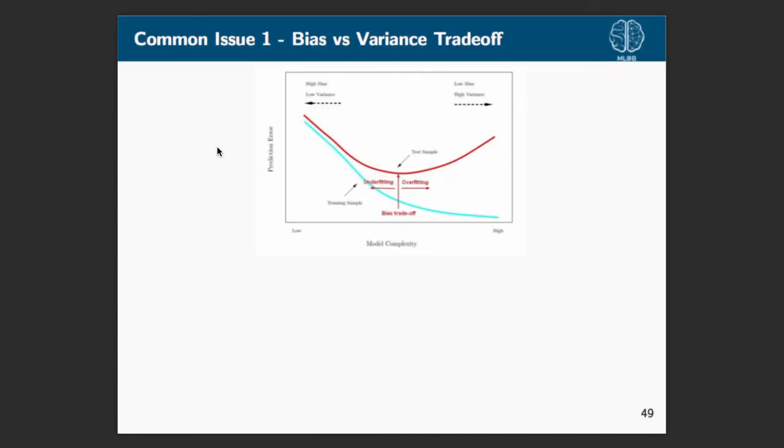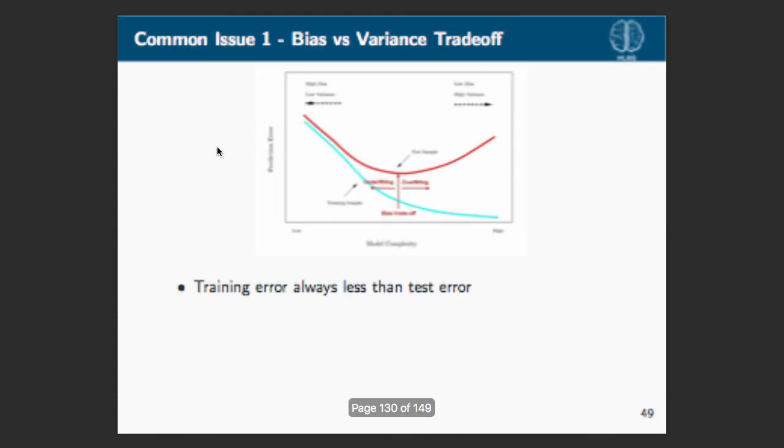Okay, so here is a model of our error over model complexity. On the x-axis is model complexity. So here to the right, my model is getting more complex. And this is prediction error. This green line here is training error, and this red line is test error. The key thing to note here is that training error is always less than your test error, because your model will always do better on data it has seen than data it hasn't.